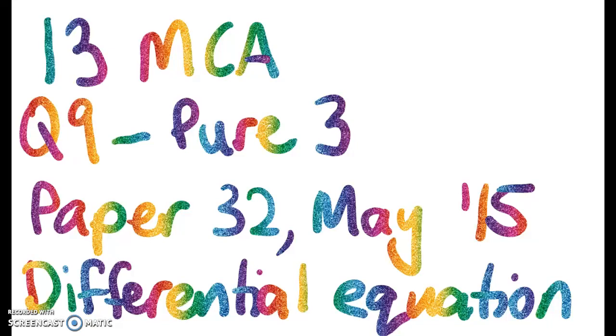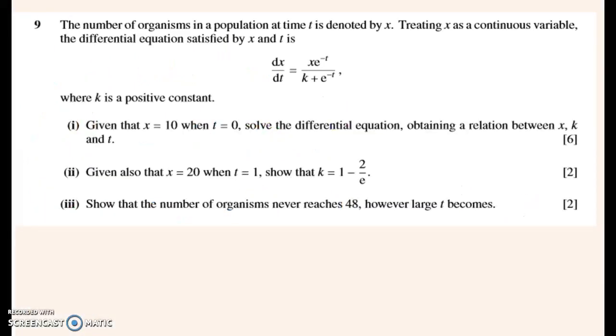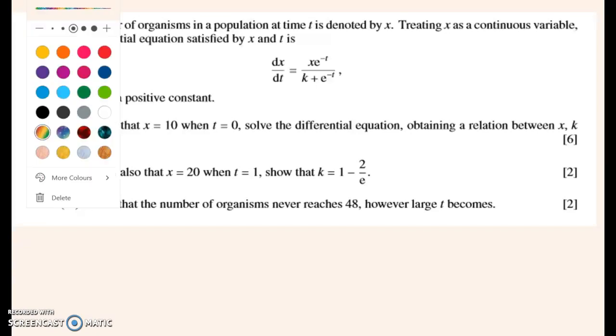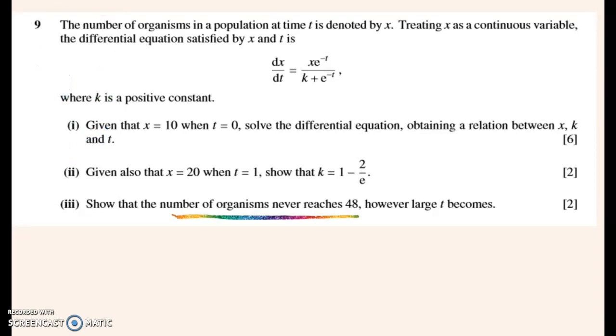Year 12, here's a quick video looking at a harder differential equation question that Liam's asked me to go over. Now, I think most of you were here in class when we did it, but I don't remember if everyone was watching when I went through it or not. It's a pretty standard DE question, as long as you spot the integral, until we get to the last bit, which is to show that the number of organisms never reaches 48, no matter how large T becomes.